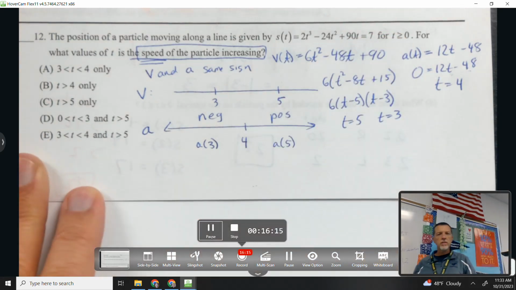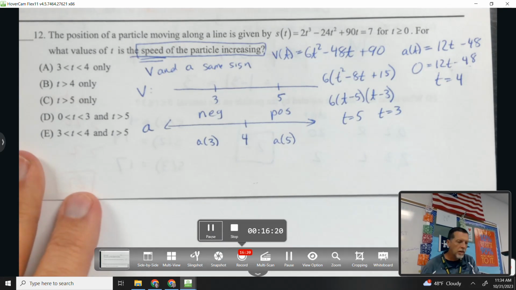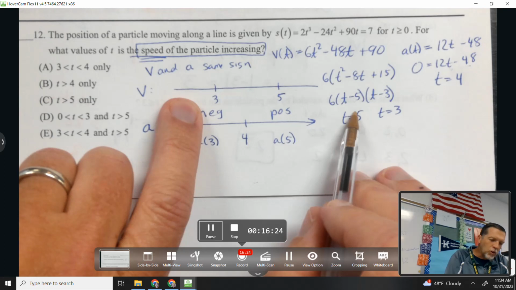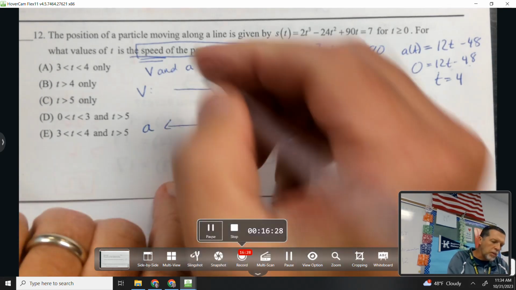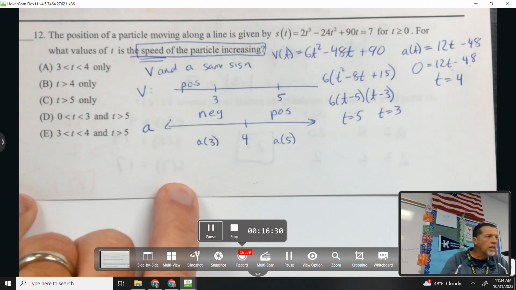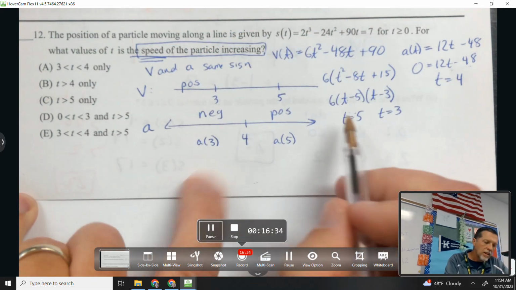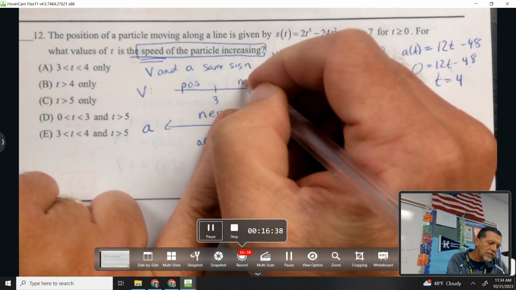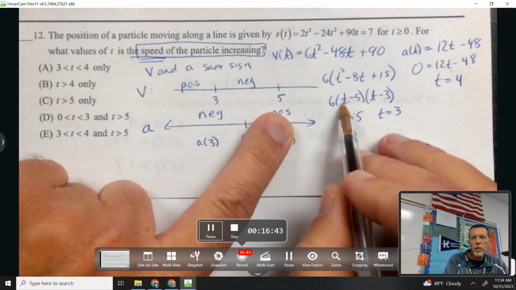Again, I'm keeping an eye on my acceleration picture. I'm trying to keep things lined up here. Okay, if I plug in 2, so something less than 3, I get negative times negative is positive. If I'm pressed for time, I could alternate. If I plug in 4, I get negative times positive is negative. And if I plug in something bigger than 5, I get positive times positive, so that's positive.